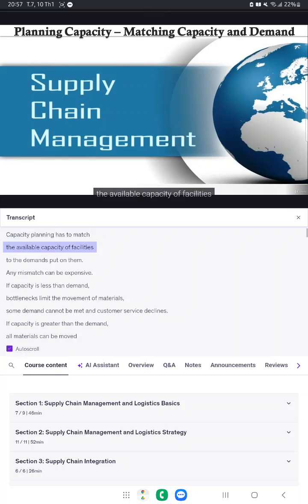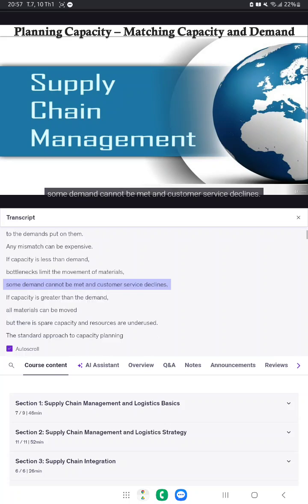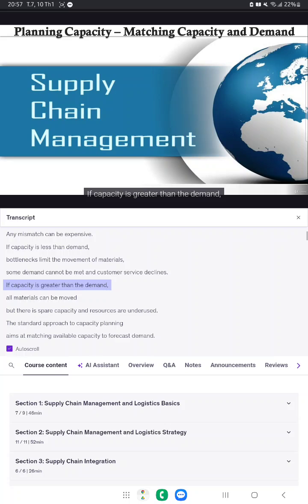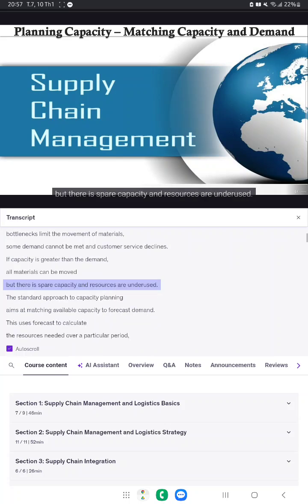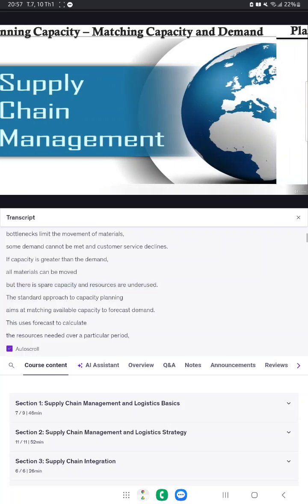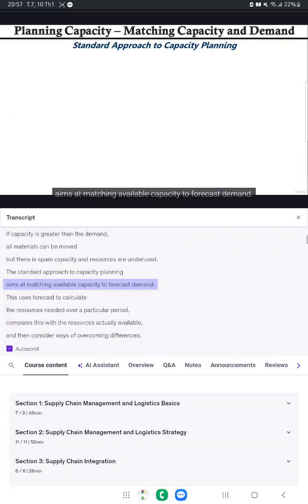Capacity planning has to match the available capacity of facilities to the demands put on them. Any mismatch can be expensive. If capacity is less than demand, bottlenecks limit the movement of materials, some demand cannot be met, and customer service declines. If capacity is greater than demand, all materials can be moved, but there is spare capacity and resources are underused. The standard approach to capacity planning aims at matching available capacity to forecast demand.